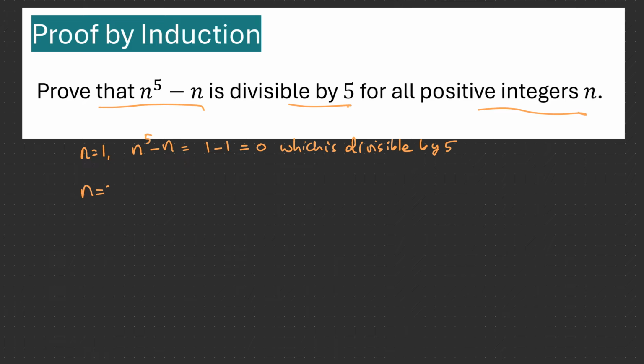Then we are going to do n equals 2, try out a few cases. n equals 2. So then n to the power 5 minus n would be 2 to the power 5 minus 2, and that is 32 minus 2. That is 30, which is divisible by 5.